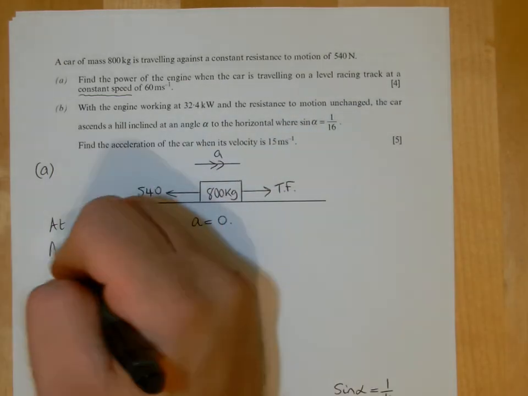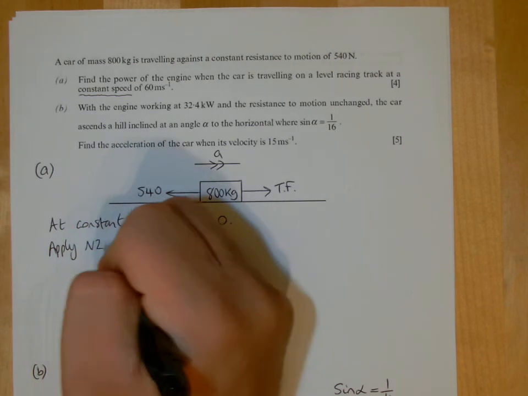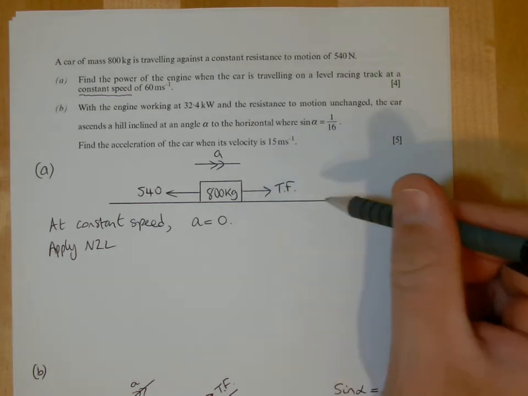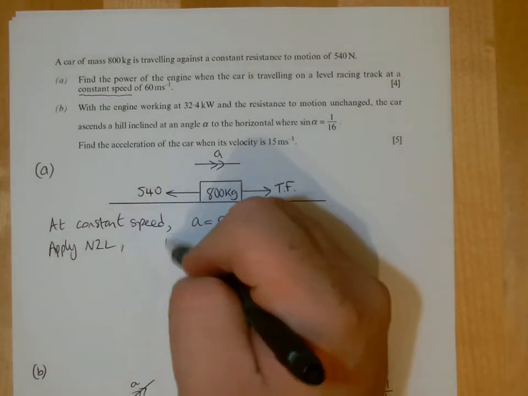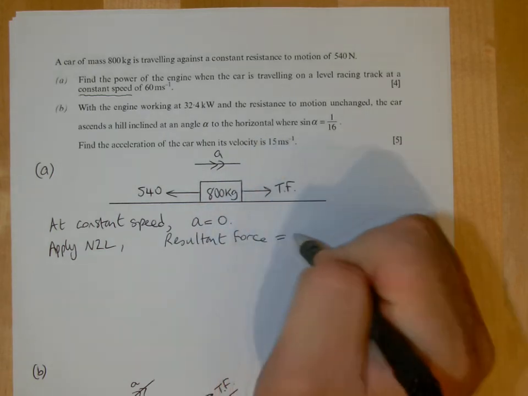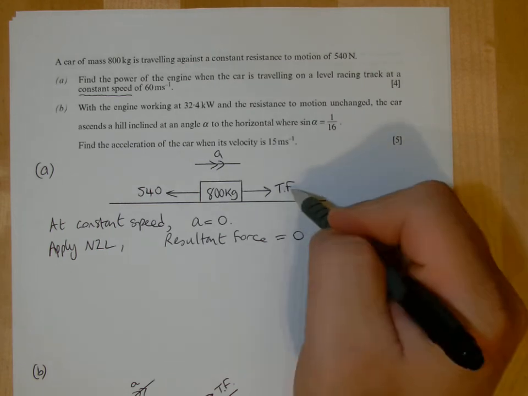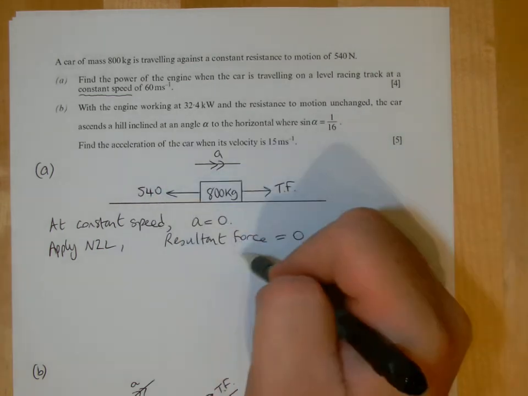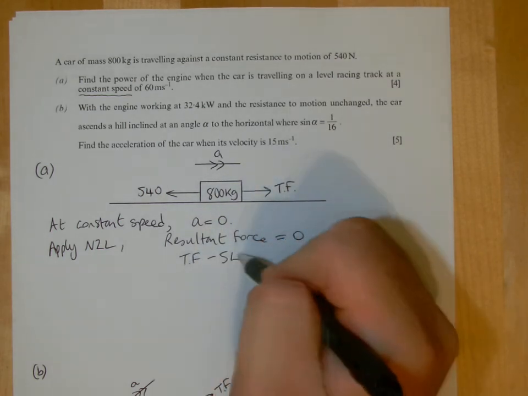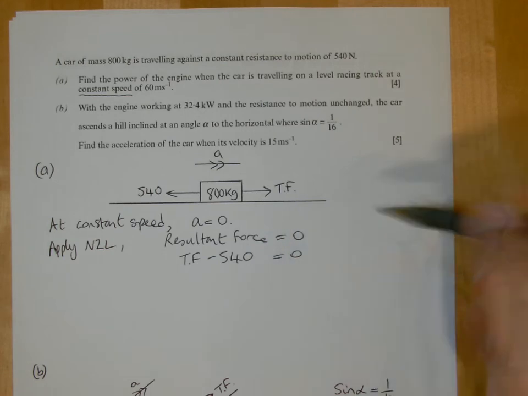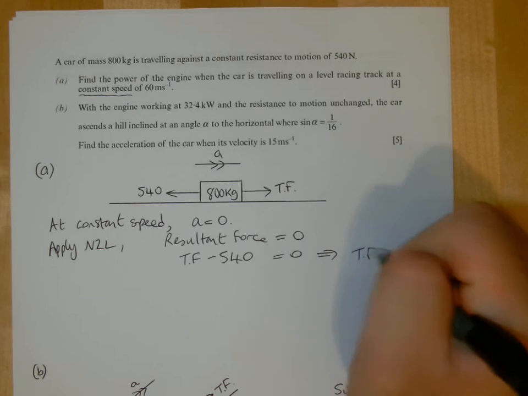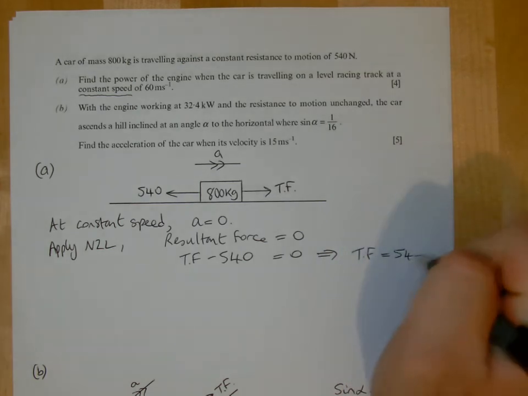Because when we apply Newton's second law, of course we know the resultant force is equal to mass times acceleration, but in this case, because the acceleration is 0, the resultant force will equal 0, which means that the tractive force will equal 540. Or we can say the resultant force is tractive force take away 540 equals 0, because the acceleration is 0, so the resultant force leads to the tractive force equalling 540.